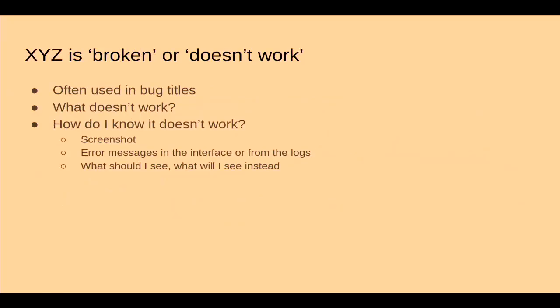And my last, sometimes a bug title says XYZ is broken, or it doesn't work, and it doesn't tell you what's broken, or what the error message is, or what they did to break it. So just going through the steps to say, being a little bit more specific, what should I have seen and what did I see?